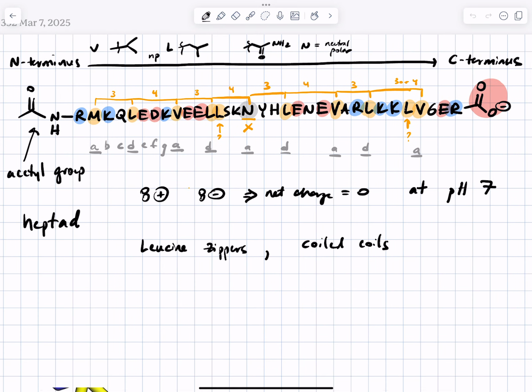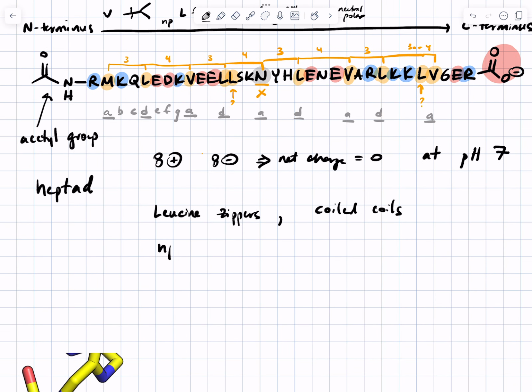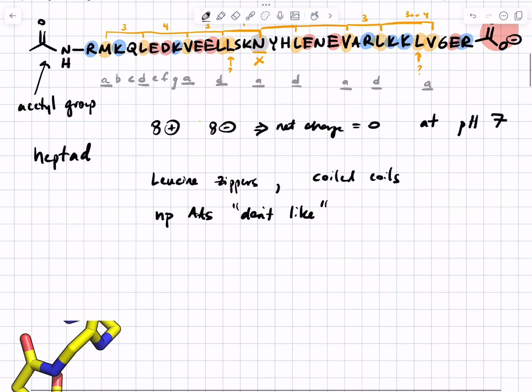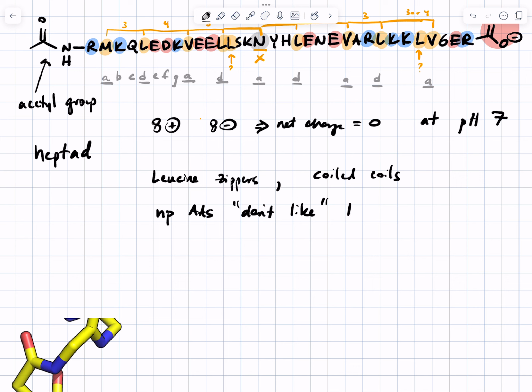Remember that in general, nonpolar amino acids, I shouldn't do this, because they don't have feelings, but for our purposes, they don't like to be exposed to water because of the hydrophobic effect. So whatever happens to this protein, we're going to expect the nonpolar amino acids to not be exposed to water.